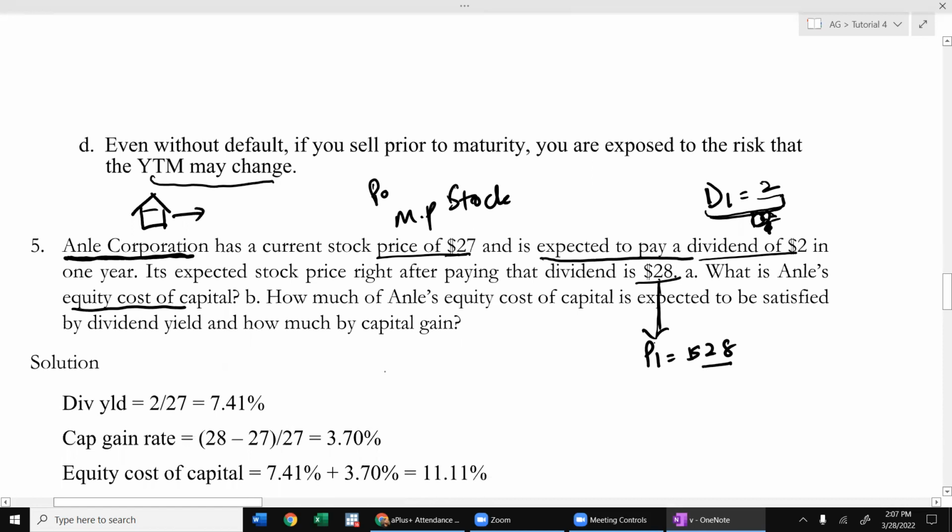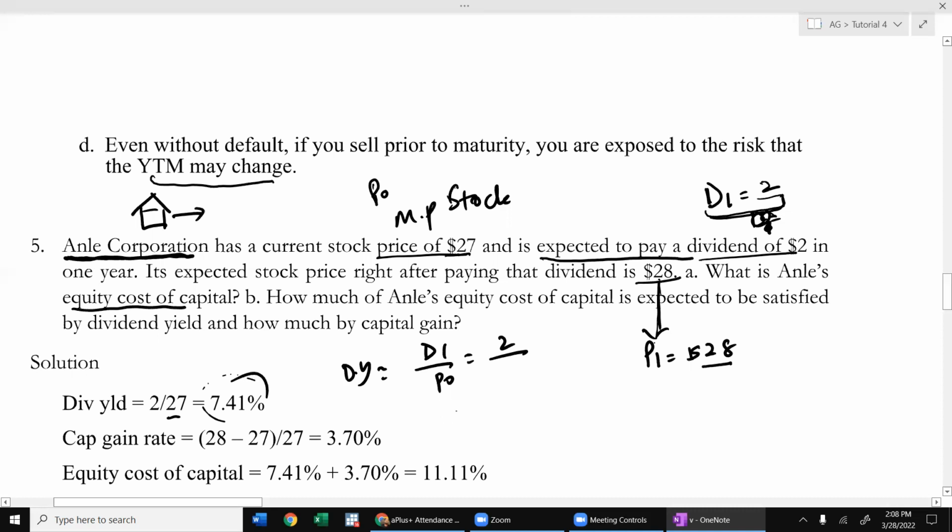So dividend yield is equal to expected dividend divided by current price. Expected dividend is 2, current price is 27. So this is the dividend yield. It means the cost of the company in terms of dividend is 7.4%. What is the capital gain?